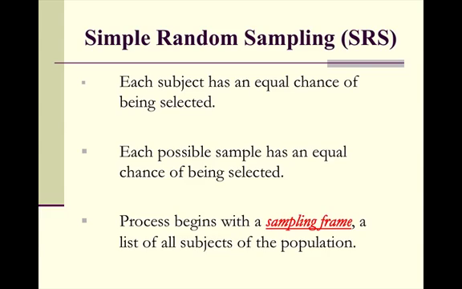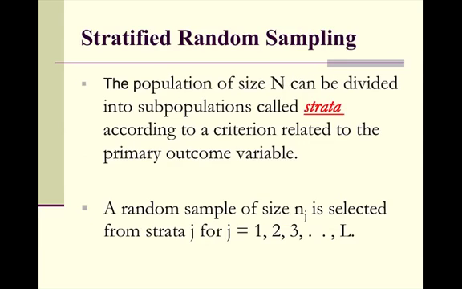Simple random sampling is each subject has an equal chance of being selected. It's completely and totally random. Each possible sample has an equal chance of being selected. So the subjects have a random chance and the sample has a random chance. Your process always begins with a sampling frame, which is a list of every subject in the population.